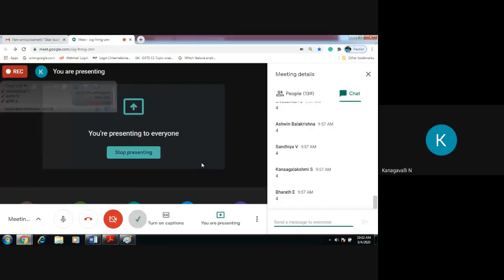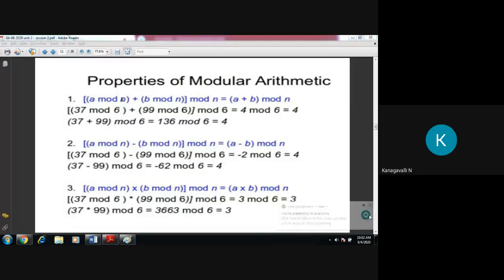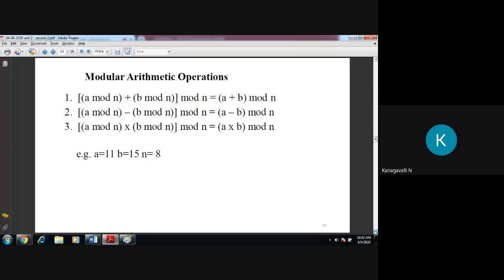Good. I'll get some answers from your side, right? Good. Then, okay. Just try to solve and say the answer. A mod n plus B mod n. These are modular arithmetic operations, right? Here I am giving a value of 11 for A and 15 for B, n as 8. Try to solve and say the answer immediately.